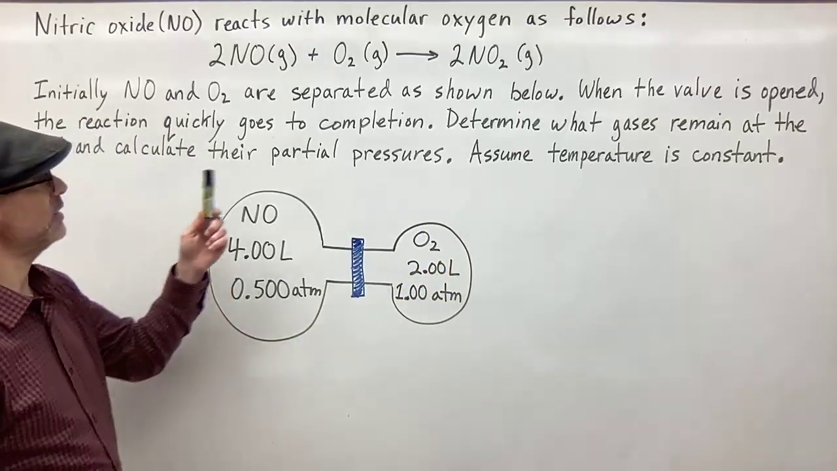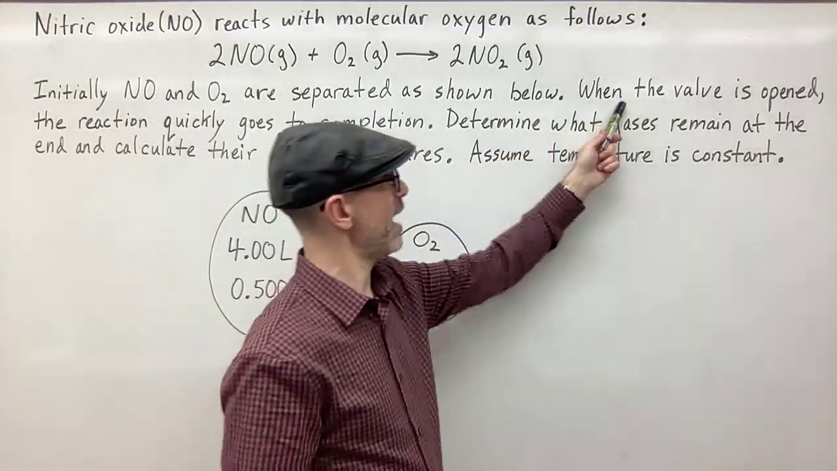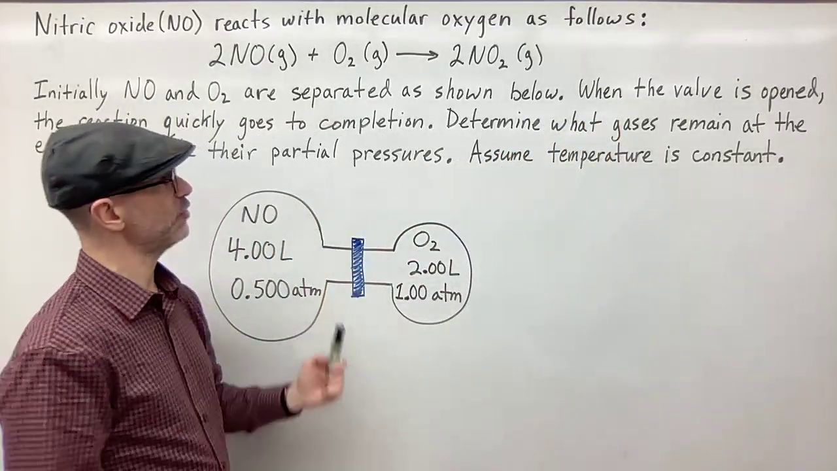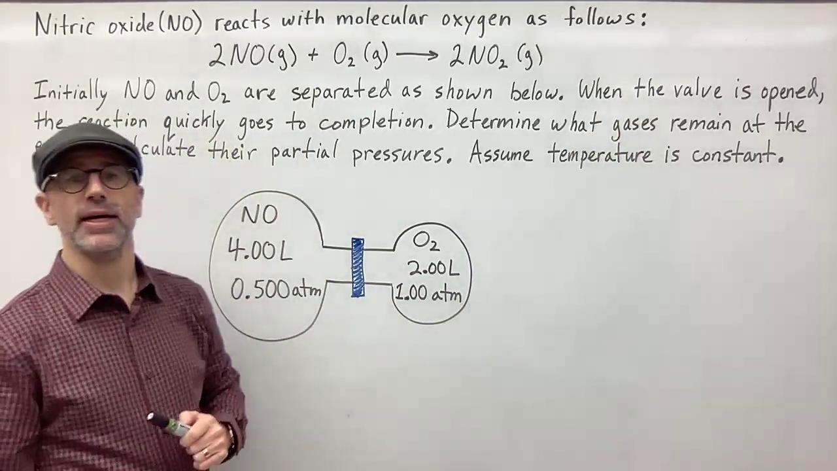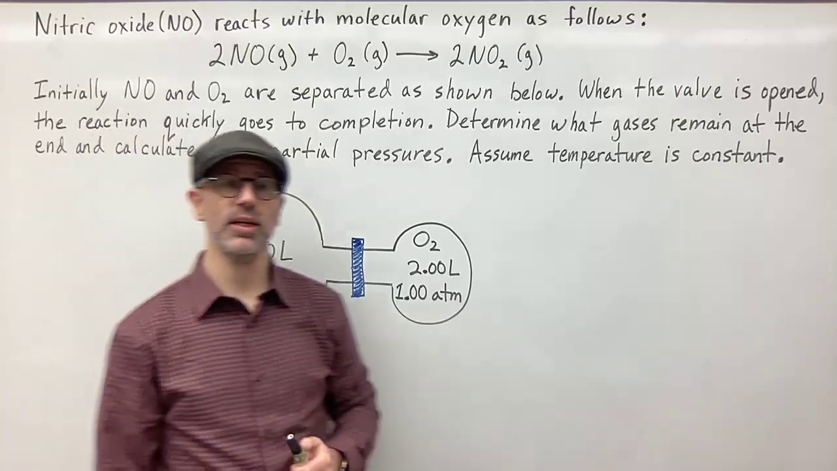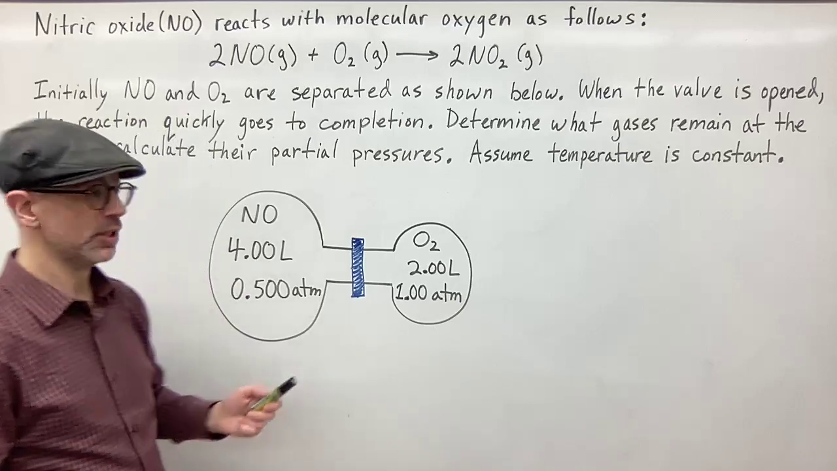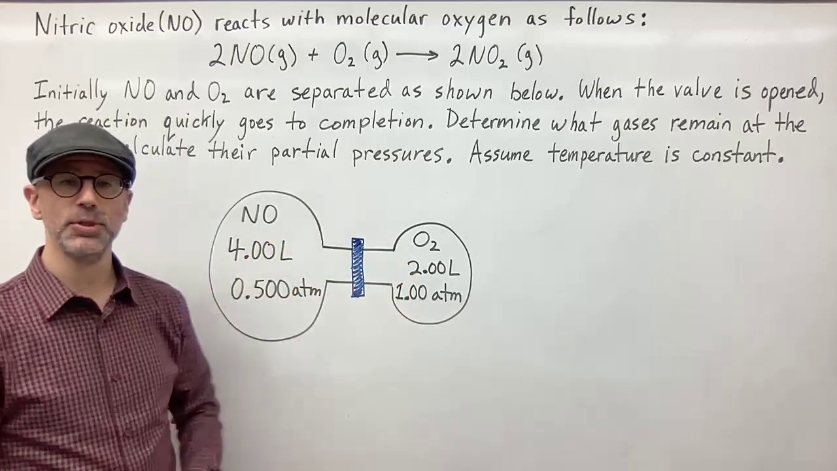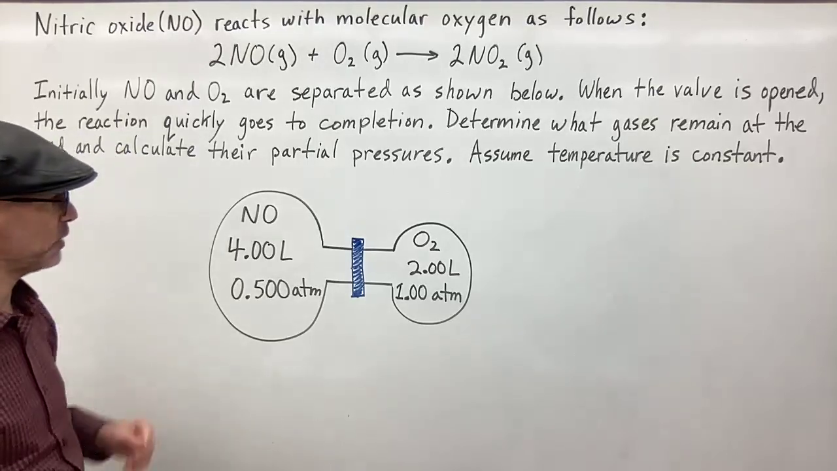And then it says, initially they're separated as shown below. When the valve is opened, the reaction quickly goes to completion. Determine what gases remain at the end of the reaction and calculate their partial pressures. And we're to assume that temperature is constant, so temperature is constant here.